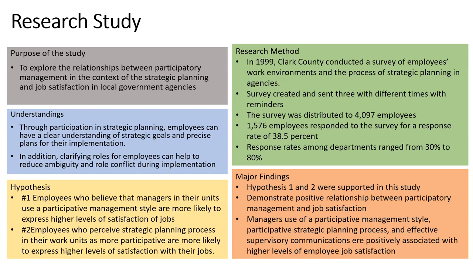So here we'll find that there was a survey that was conducted over 4,000 employees, right? The response rates range from somewhere to 30 to 80%. It's important for you to mention these because this affects the overall data, right? And lastly, major findings. In this research study, they found that both hypotheses, 1 and 2, were supported, right? So why is this important? This is important because this adds to the overall value of this paper.